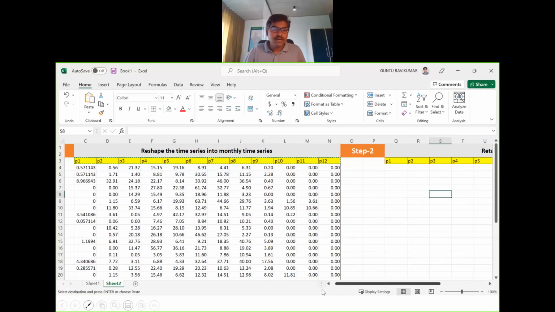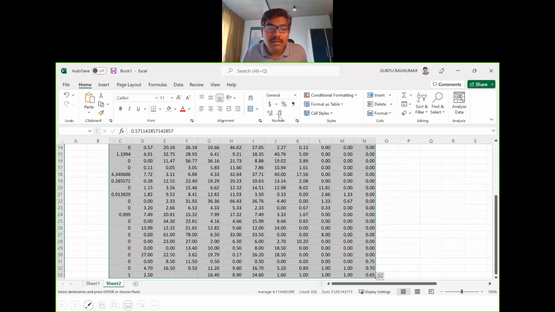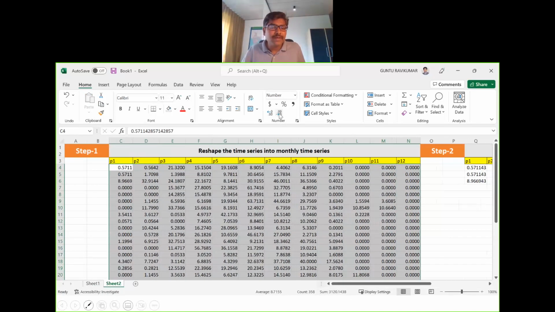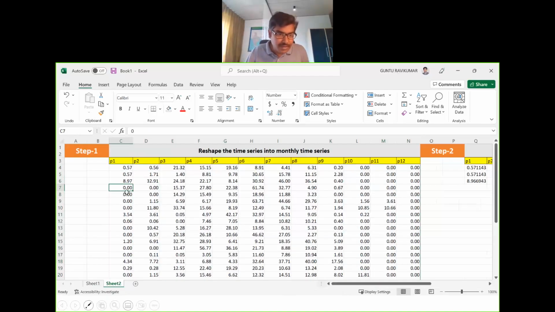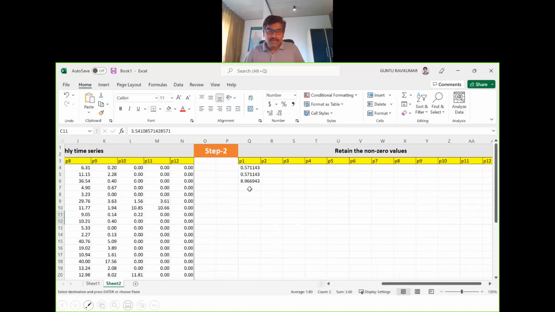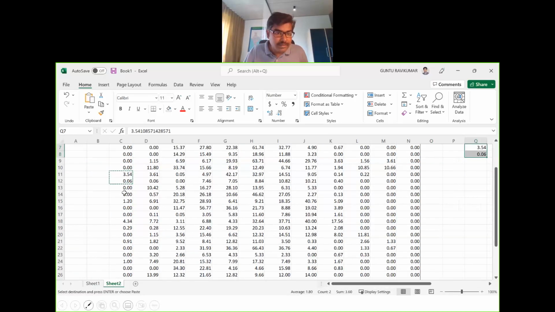Next. So Control C. Paste it here. These are 0 observations. Let me put it this way. So I'm choosing 2 decimals. So these are 0 observations. And I have these 2 values again. Paste it here, and then zeros.